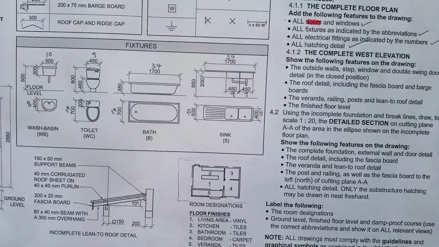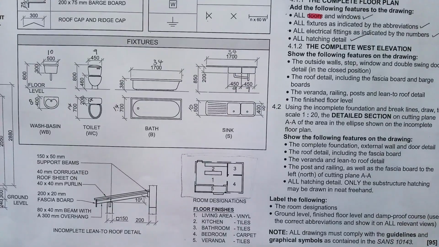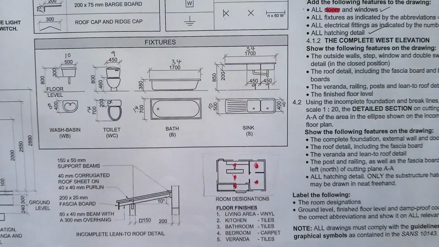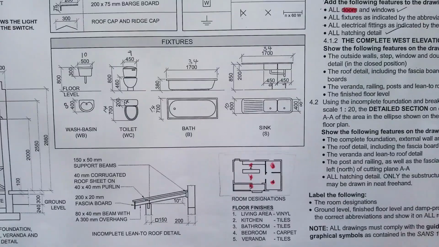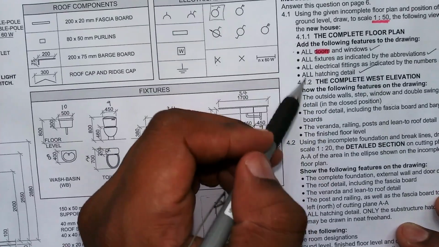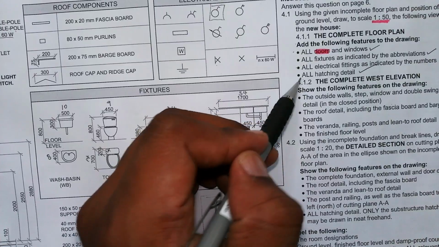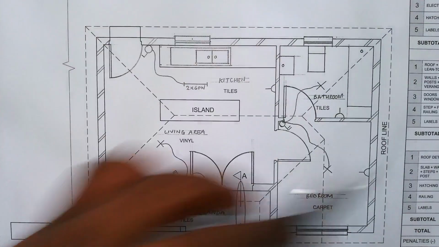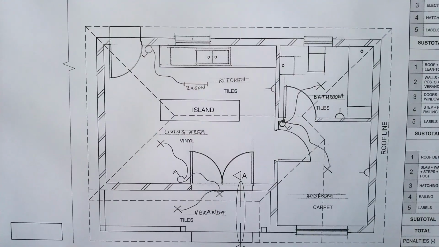Okay, so I'm done with the labels. So obviously I labeled all the rooms there. Okay, what else? I'll just go back to the instructions there. So I'm done with the floor plan. So this is the complete floor plan. All right, so that means I'm done with this question.